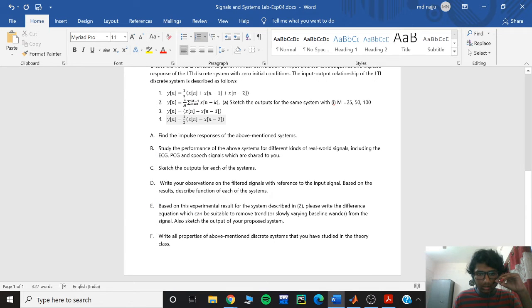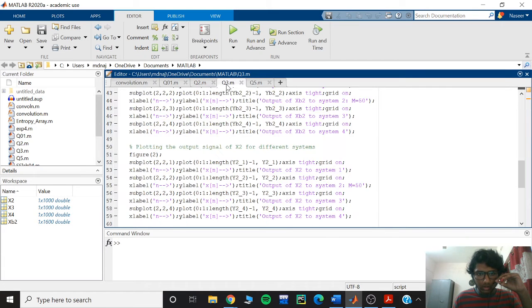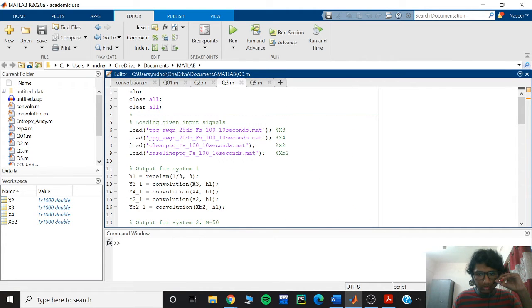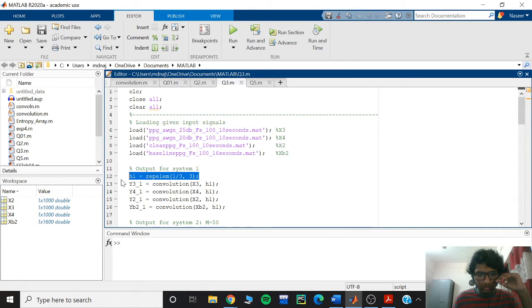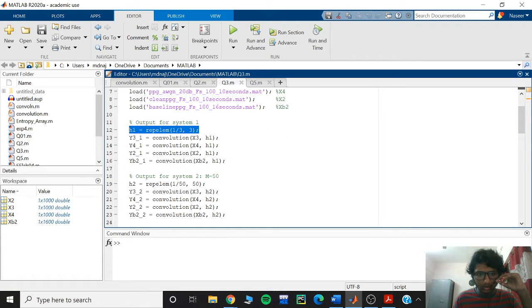In the next part, we are asked to sketch the output of these four signals when they're passed through these four systems. For this, I'll be loading these four signals. These will be the input signals, and for each system I know the impulse response. So to find the output of the four signals for each system, I'll be convolving the input signals with the impulse response of that system.